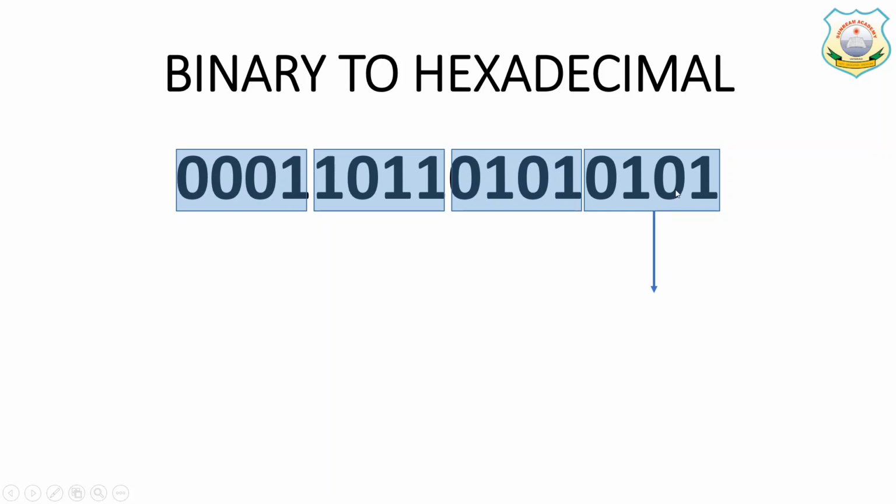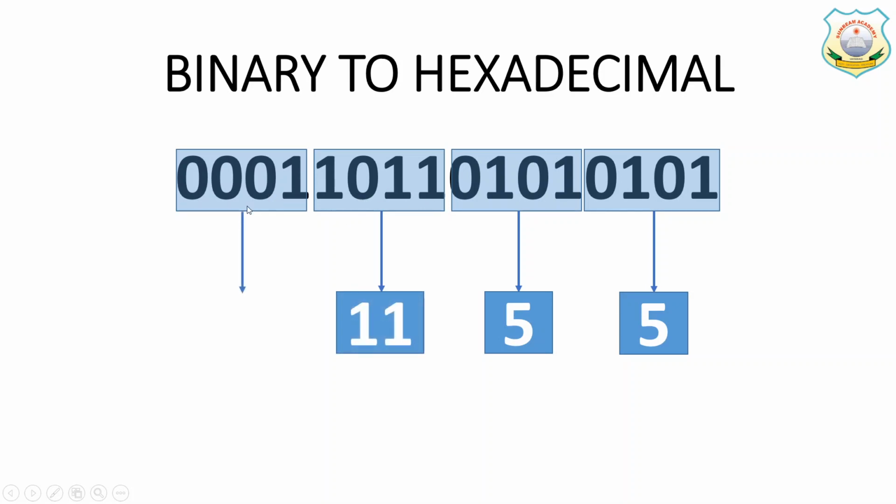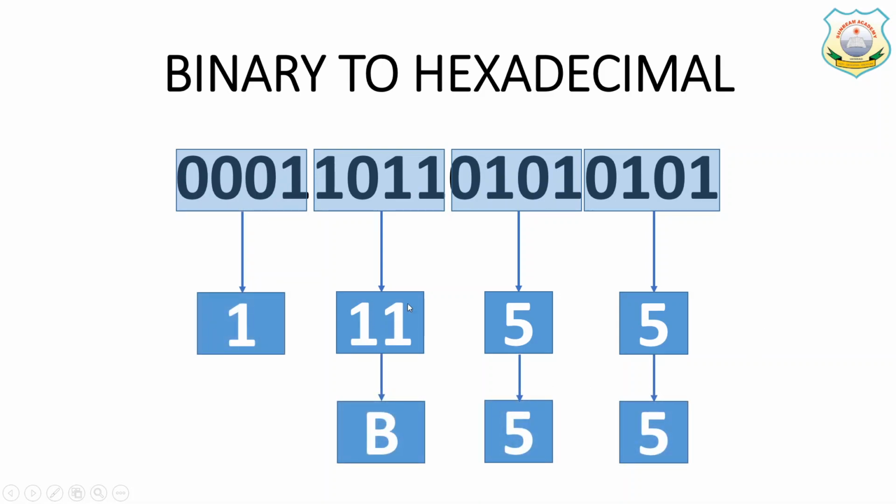So 0 1 0, that is 5. This is also 5. This is 8 9 11, and this is 1. And then 5 will be taken as 5, but this 11 will be taken as B. If this would have been 12, then this would have become C. If this would have been 15, this would have become F, right? And then this one as it is.